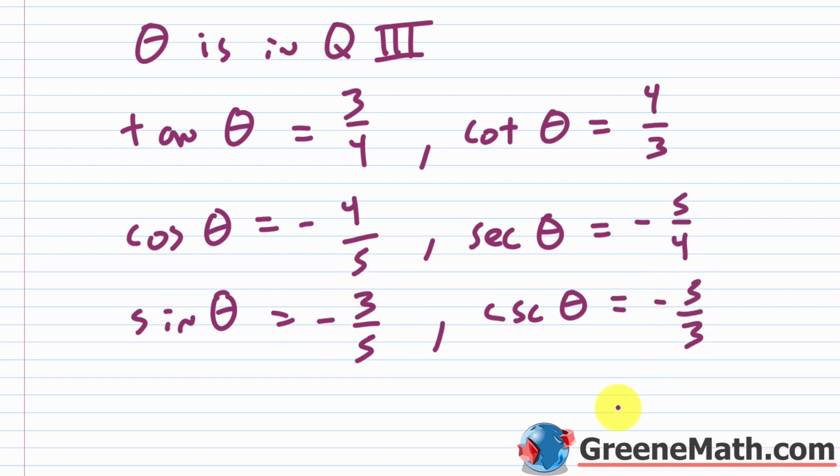So again, we found that theta was in quadrant 3, where we're given the fact that the tangent of theta was 3/4. We found that the cotangent of theta was 4/3. The cosine of theta was negative 4/5. The secant of theta was negative 5/4. The sine of theta was negative 3/5. And the cosecant of theta is negative 5/3.